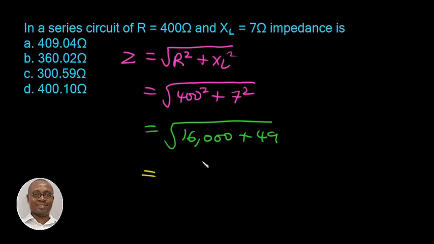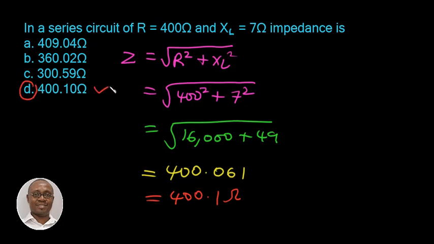If we use the calculator, we're going to arrive at 400.061, and if we're to round this to one decimal place, we have 400.1 ohms. Okay, good. So this is our final answer. Answer option D is the right answer.